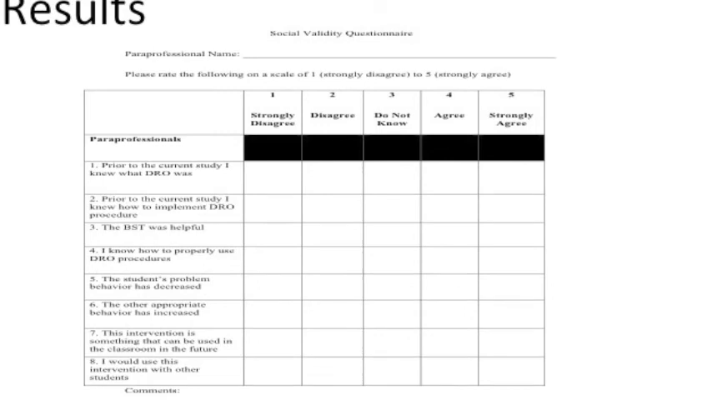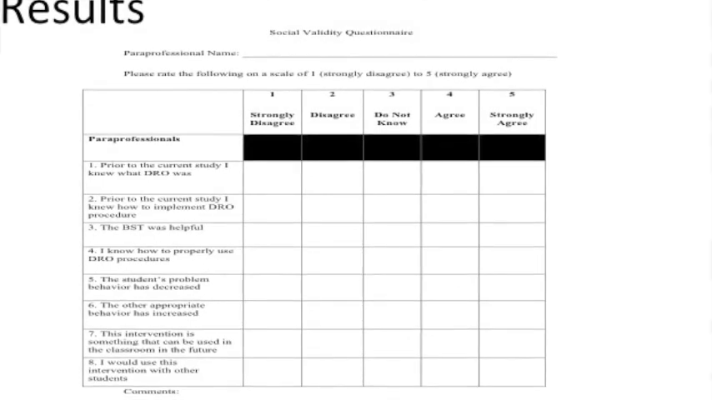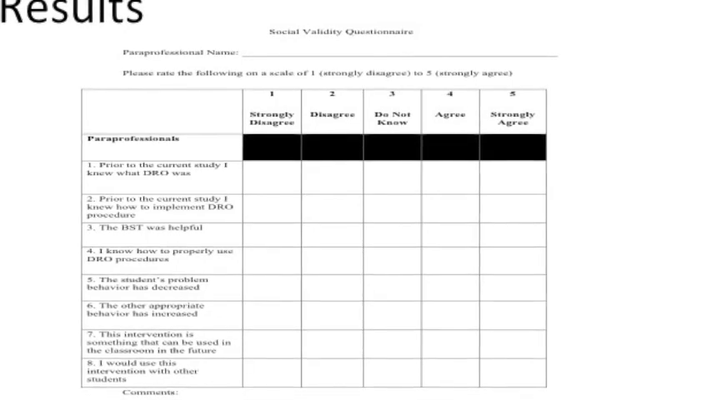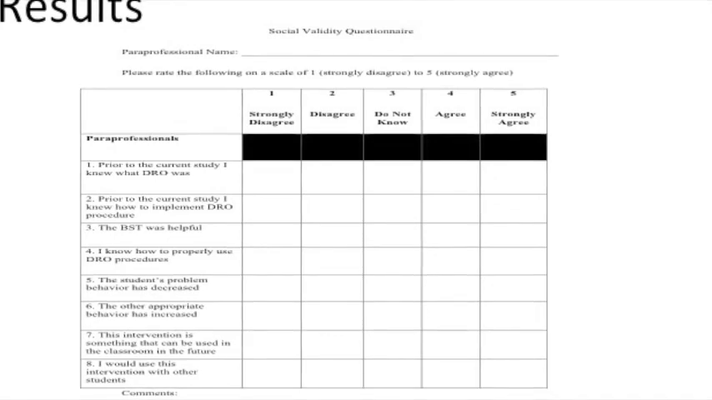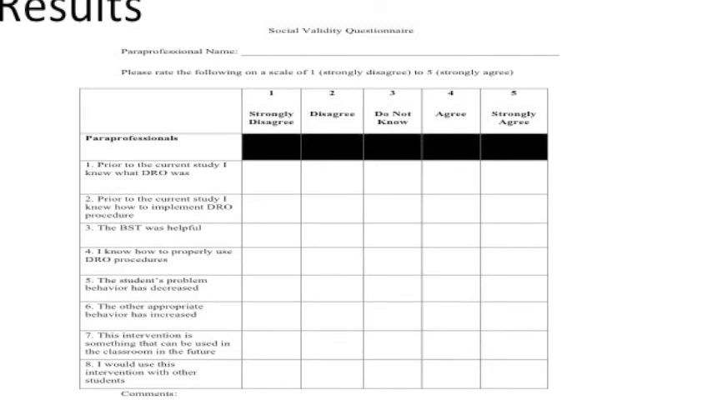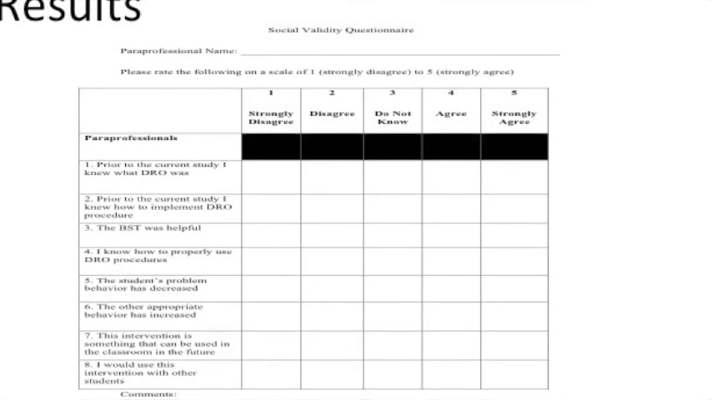Diane, Dale, and Gary scored the third and fourth questions with a 5, which is the highest rating on the questionnaire. Diane scored question 5 a 4, while Dale and Gary both scored that question a 5. Questions 6, 7, and 8 were all scored a 5 by the paraprofessionals. This indicated that the participants found the intervention to be helpful and effective in decreasing their students' problem behaviors.